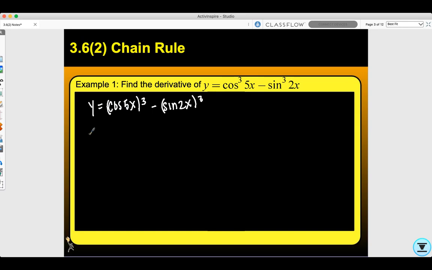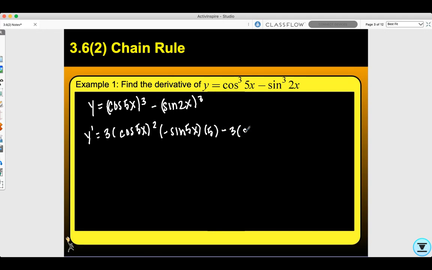So in order to find y prime, it would be 3 times cosine of 5x all squared, because you subtract 1 from the exponent. The derivative of cosine is negative sine, so it'd be negative sine of 5x. And then the derivative of 5x is 5. So that's the derivative of just the first term. Now I have my minus, and I have to take the derivative of the second term.